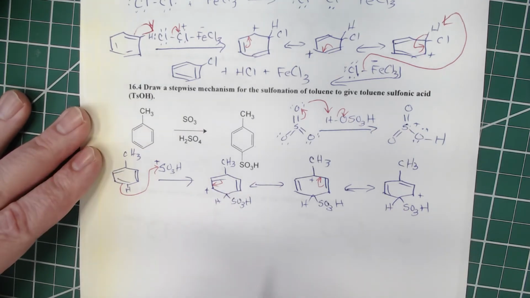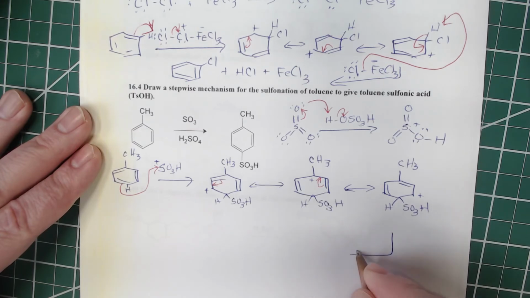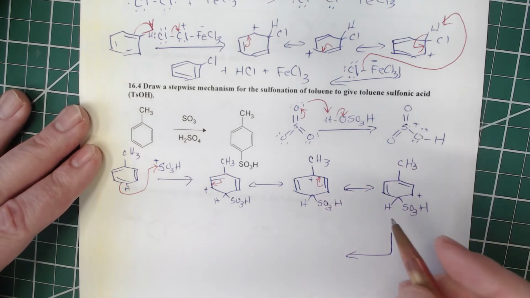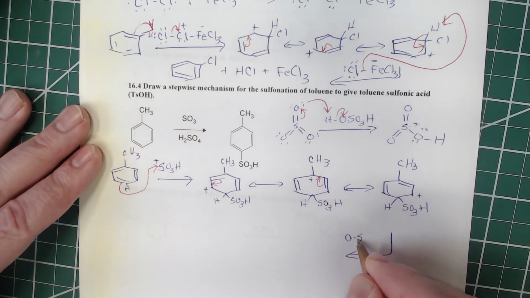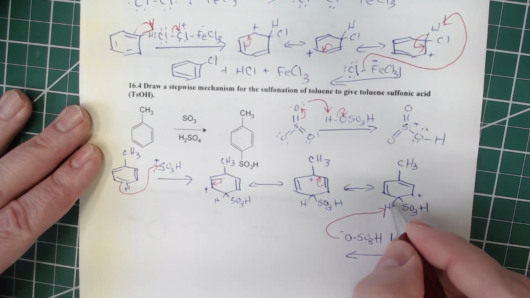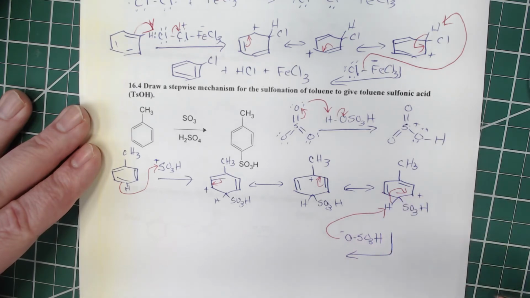And so now what we want to do is deprotonate this to form our product. We're going to use the conjugate base of sulfuric acid, which is the bisulfate ion, so O SO3H minus, go here to that hydrogen, and then we're going to take this pair of electrons and form the double bond there.